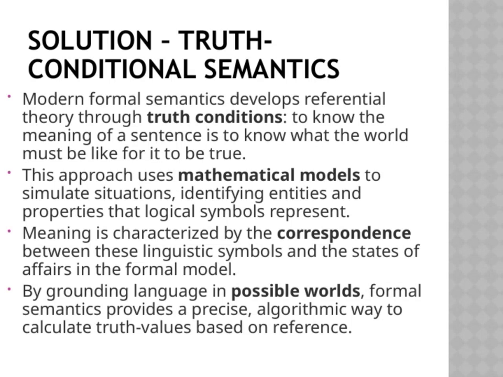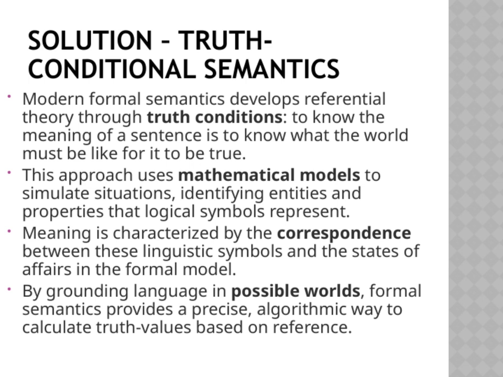Modern formal semantics advances the idea of referential theory by focusing on truth conditions. What this means is that to truly understand the meaning of a sentence, we need to know what the world must be like for that sentence to be true. It's not just about definitions or concepts, it's about the conditions under which a statement holds true. This approach employs mathematical models to simulate different situations. These models help us identify the entities involved and the properties they have, which are represented by logical symbols. Think of these symbols as placeholders that stand for specific objects or qualities within a possible world.